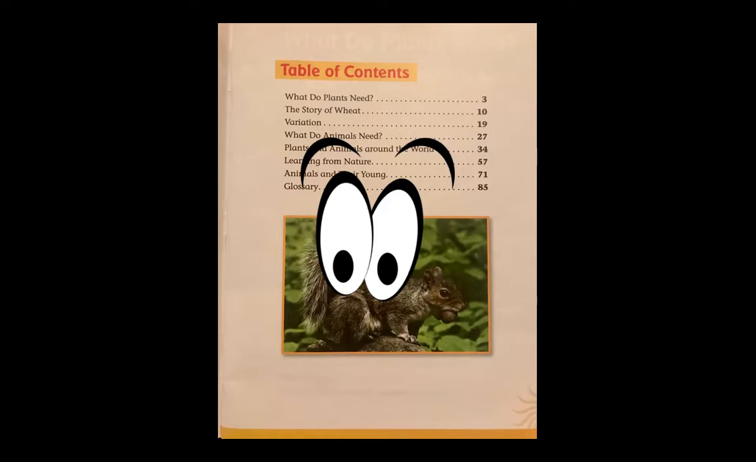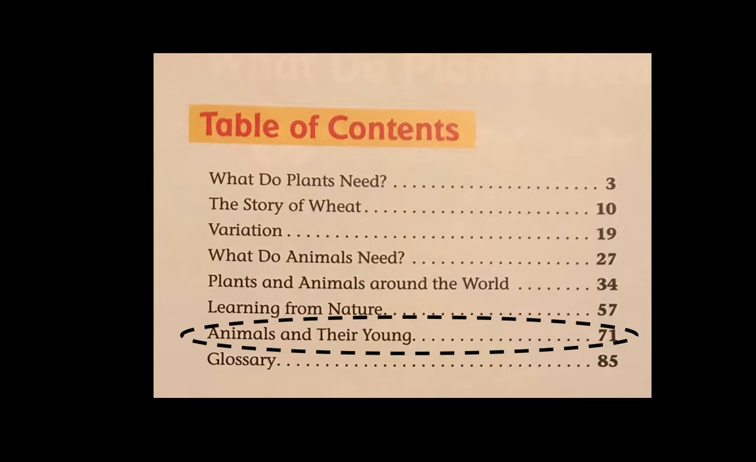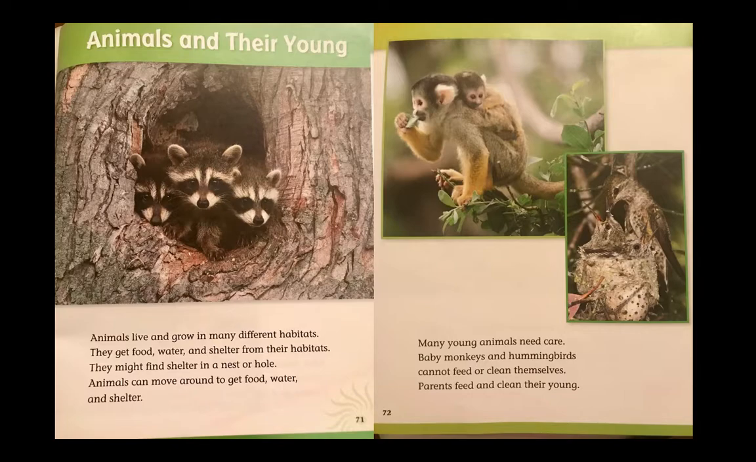I know, I've got to look at my table of contents, right? So I'm going to look really closely. If I want to learn about animals and their young, or animals and their babies, I'm going to look for that heading. And look, I found it. So what page should I turn to read about animals and their young? Did you say page 71? You are correct. I've turned to page 71.